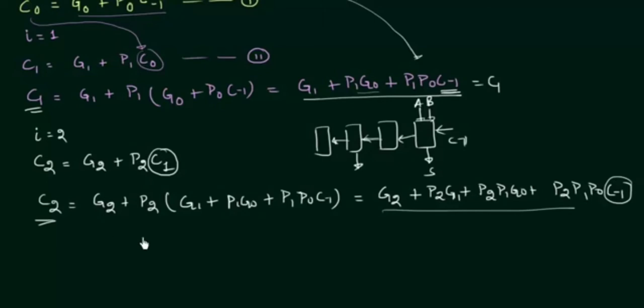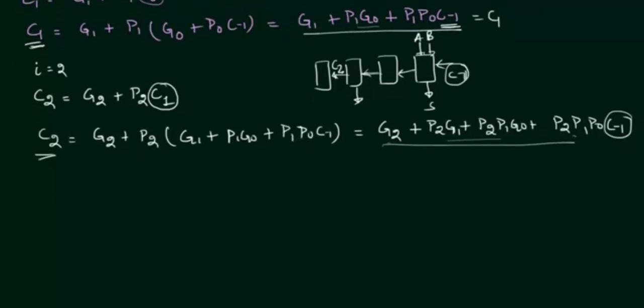But by using this equation, once I have C minus 1, I can directly have C2 at this point, because C2 is given by this equation in which we have C minus 1 and none of the other carries C0, C1 involved. So we are saving time.